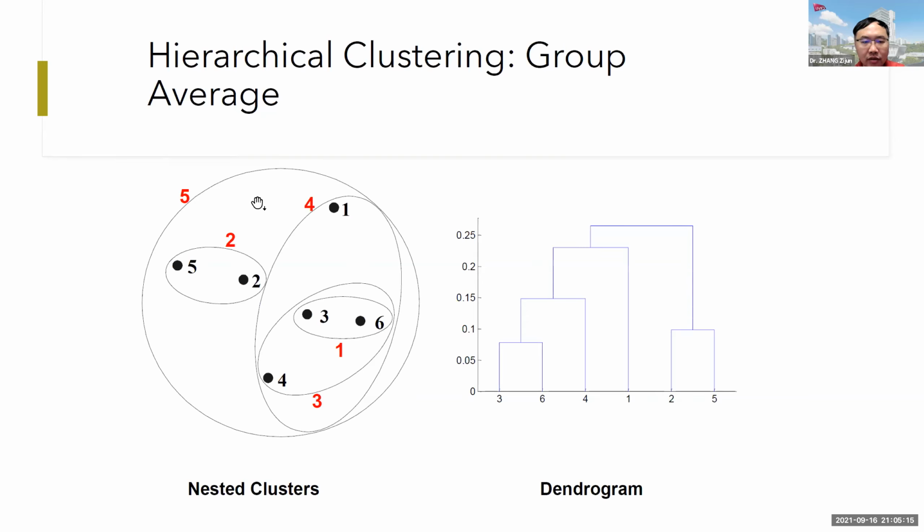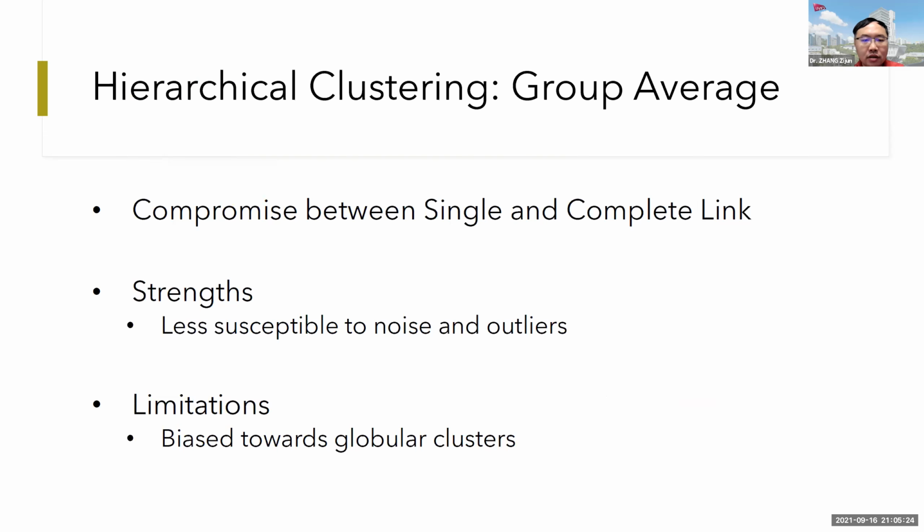So by using the group average, the nested clusters will look like this, and the dendrogram will look like this. Group average is a compromise between single and complete link. It's taking a trade-off between these two. Its strength is that it is less susceptible to noise and outliers, like complete link. But its limitation is also similar to complete link: it's biased towards globular clusters. Okay, so that's the group average.